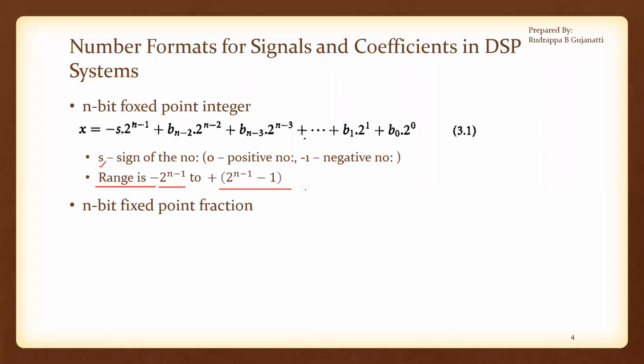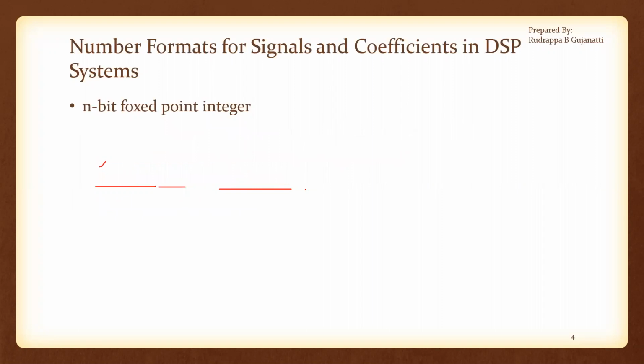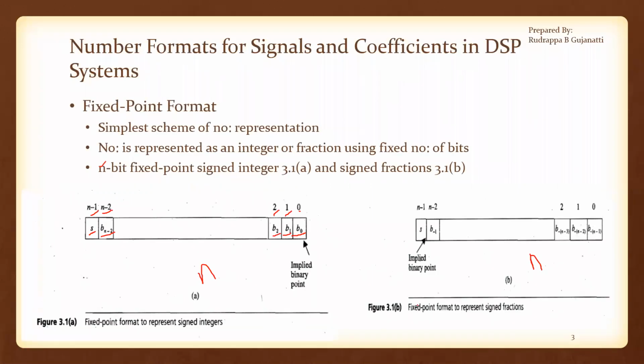Then n bit fixed point fraction. What does this imply? If you just observe here, it is similar again to what we did for this case. Just one thing to remember is you have shifted the binary point. For the integer case you had taken 2 raised to 0, 2 raised to 1. But after the decimal place, it turns out to be 2 raised to minus 1, 2 raised to minus 2, and so on. That is how it goes around.